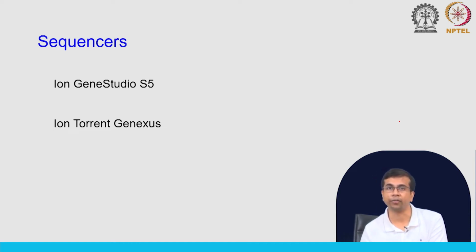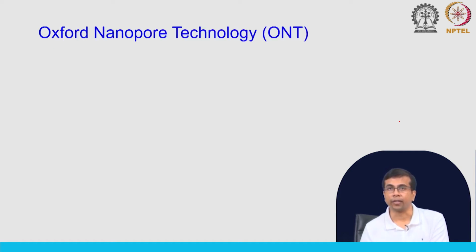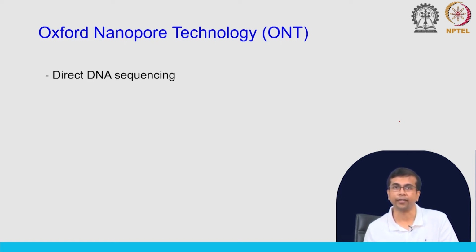So, you have Ion Genestudio S5 or Ion Torrent Genexus. Let us now move on to the final sequencing technology that we will discuss. It is called Oxford Nanopore technology, or in short ONT. You will see this term ONT in many places.